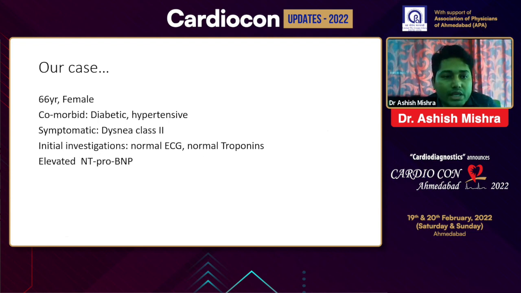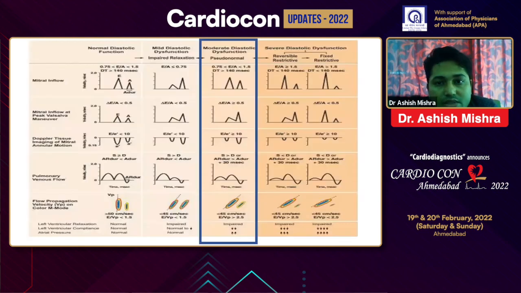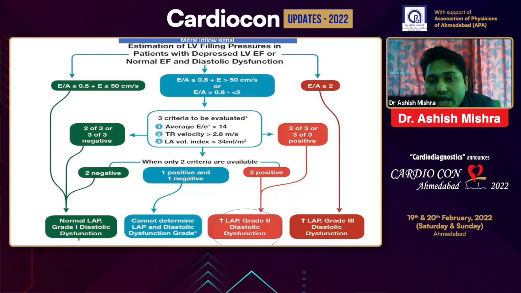So coming back to our case, a diabetic hypertensive 66-year-old female who is symptomatic with class 2 dyspnea and elevated NT-pro-BNP levels. The echocardiographic assessment in our patient has revealed parameters suggestive of grade 2 diastolic dysfunction, where the E by A ratio is more than 0.5, the E by E dash ratio is more than 10, depicting increased LV filling pressures, and the E by VP ratio is more than 2.5.